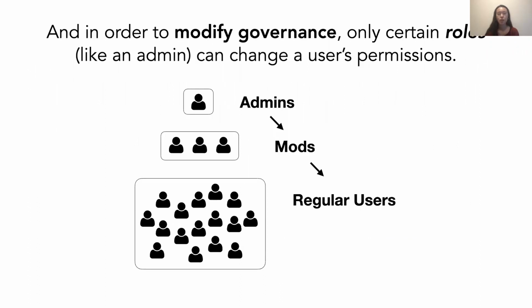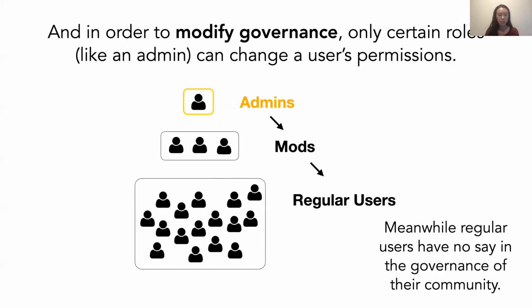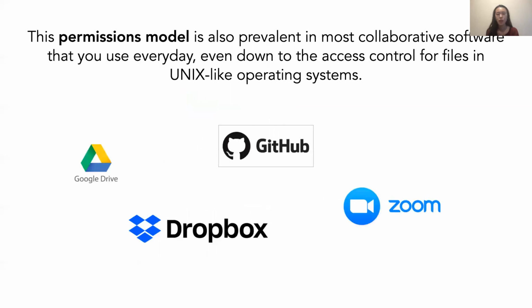Certain sets of permissions get bundled together into roles, such as an admin role or a mod role, like I mentioned. So while a typical mod can carry out governance actions like moderating content or adding or removing a user, something like an admin role would have the permission to modify the governance itself, such as changing the permissions table to give a user mod powers. Meanwhile, regular users have no say in the governance of their community. This roles and permissions model is really everywhere when you think about it, including in most collaborative software that we use every day, even down to the access control for files in UNIX-like operating systems.